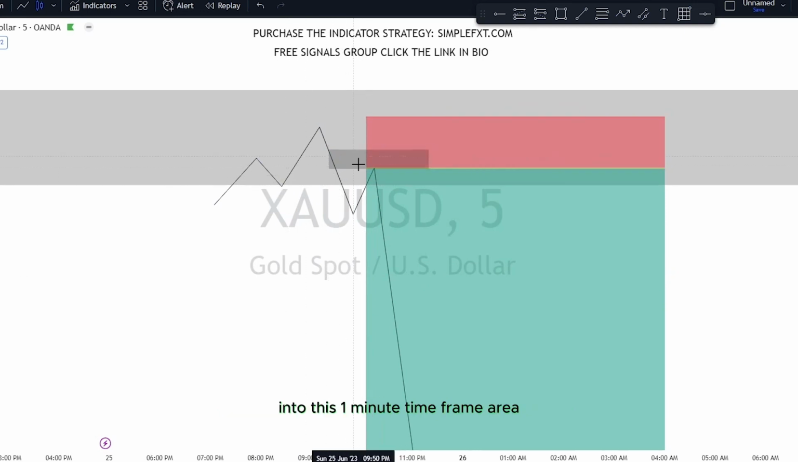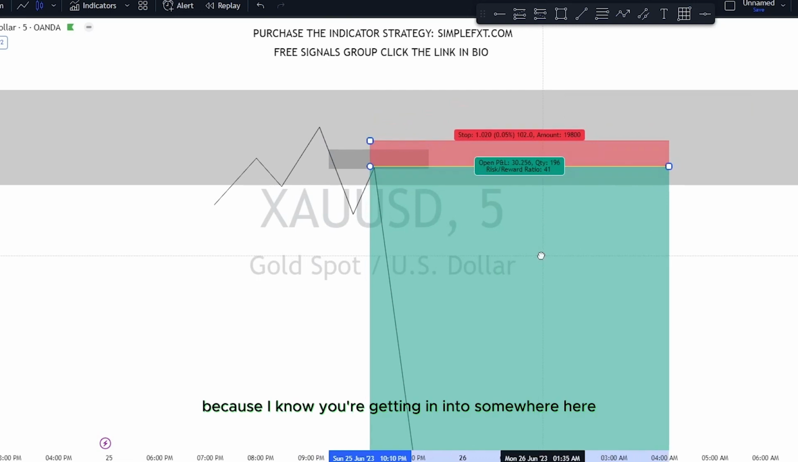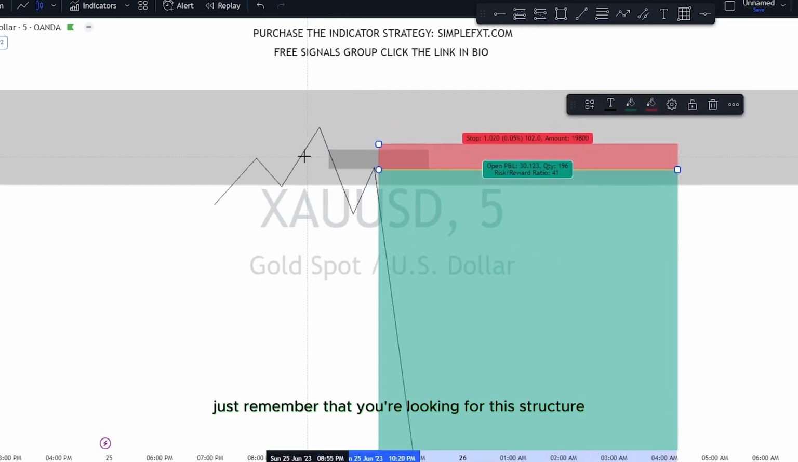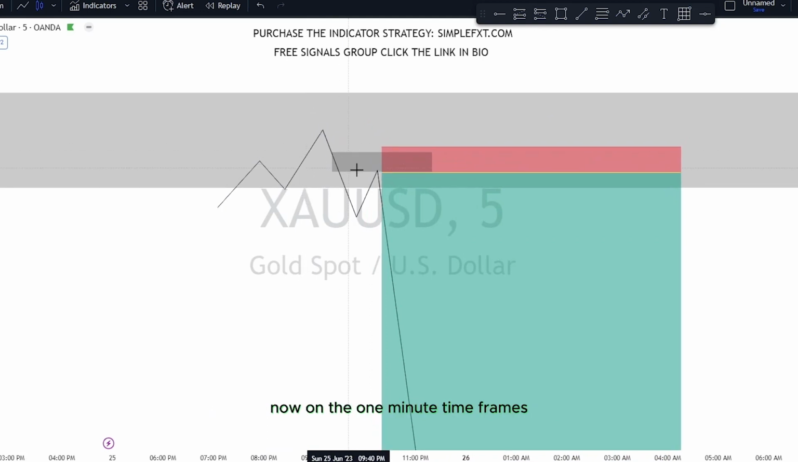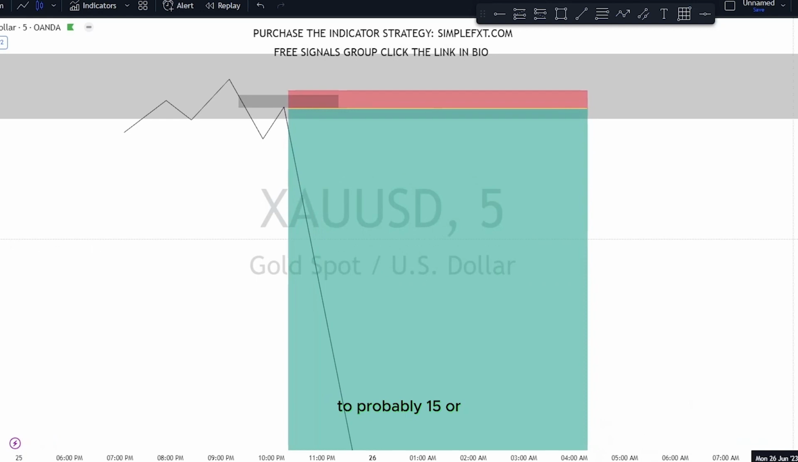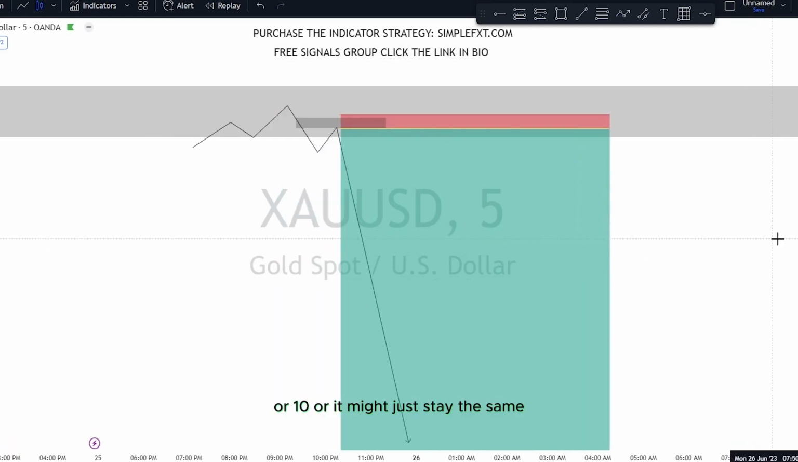into this 1 minute time frame area. That's when your trade is going to start looking something like this, because now you're getting into somewhere here. It doesn't really matter, just remember that you're looking for this structure now on the 1 minute time frame. So now your trade goes from a 20 pip risk to probably 15 or 10, or it might just stay the same.